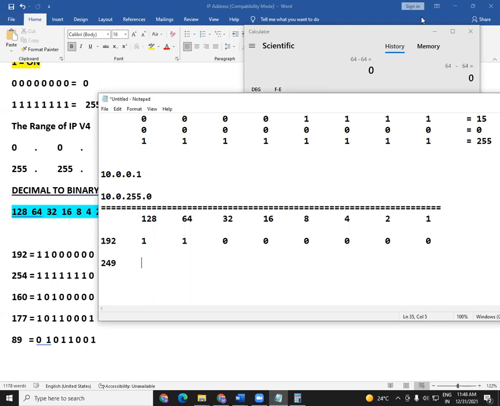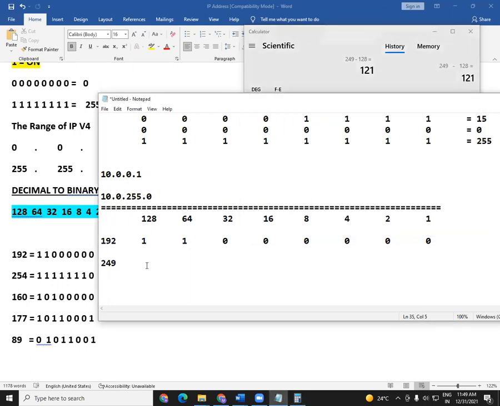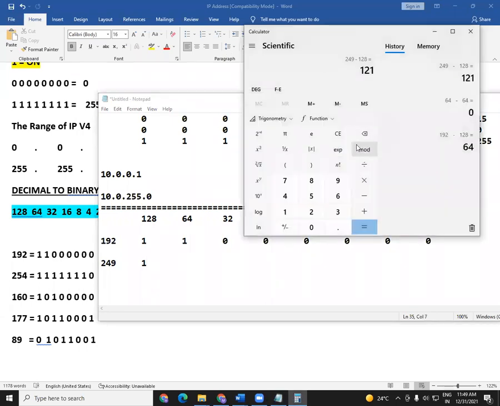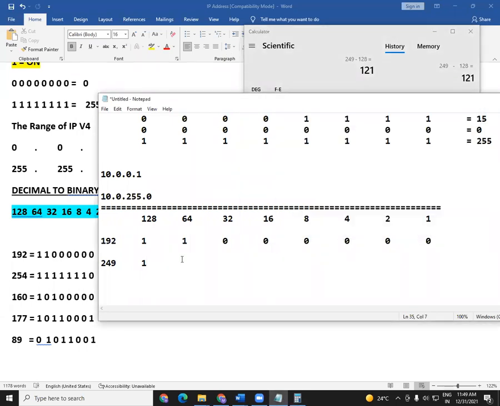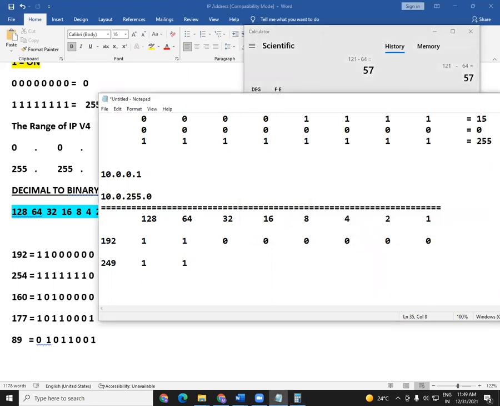249. So the question that we need to ask is, can we subtract 128 from 249 or not? That is easily possible, right? So 249 minus 128. Remaining is how much? Remaining is 121. So first of all, this bit is on. Once you subtract that value, that bit should be on. Now, can you subtract 64? That is the next bit. Can you subtract 64 from 121? Of course we can do. So minus 64 is how much? 57. Okay, so this bit is also 1 now.